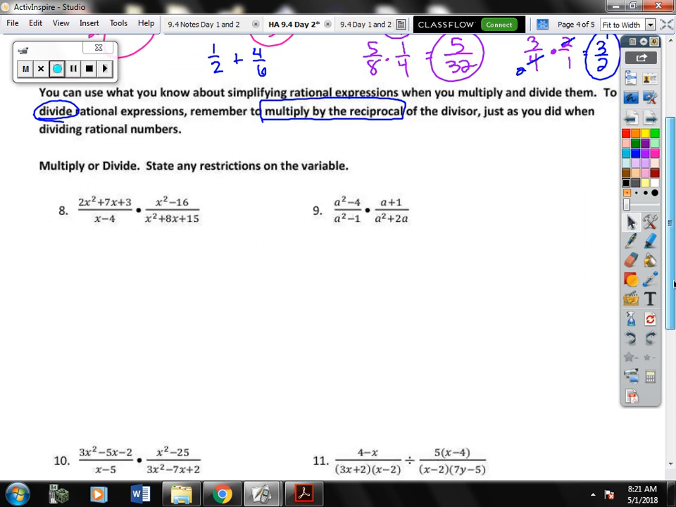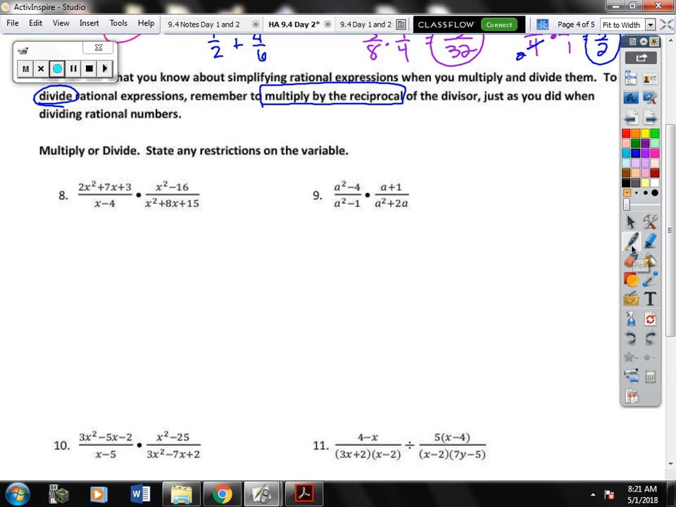Now, the easiest thing to do for these problems is actually to factor everything. And instead of multiplying and distributing everything, it will be easier because you'll be able to cross-reduce things. So you're actually going to factor this, and we're going to factor this. Not going to factor the x minus 4 because it's already factored. You may want to throw parentheses around it.